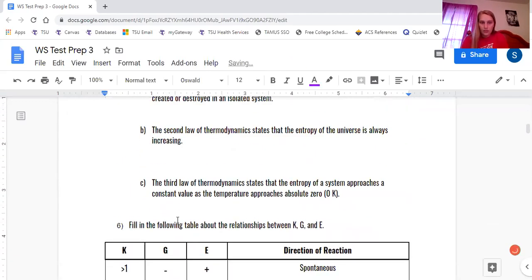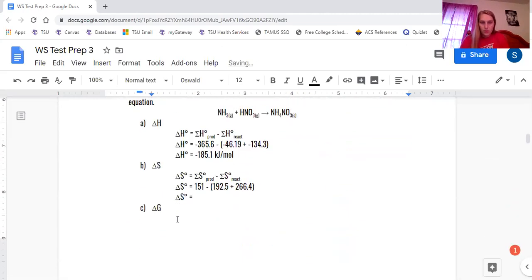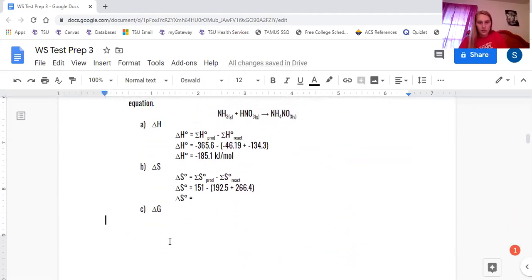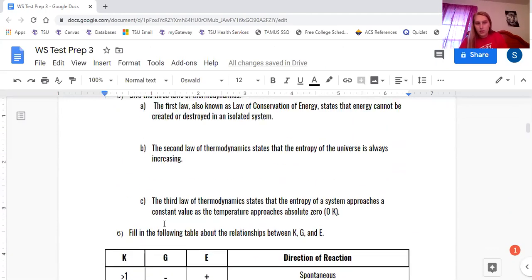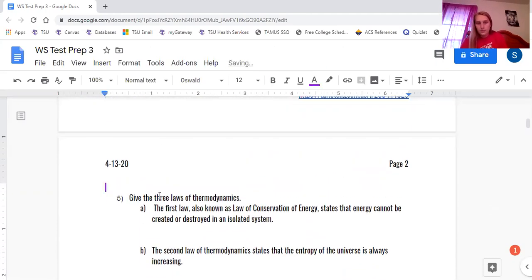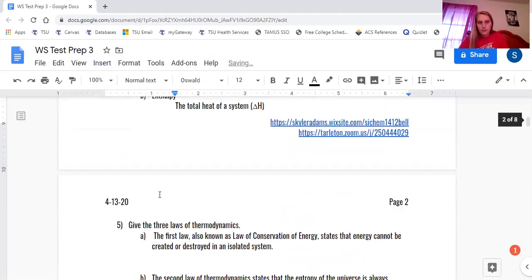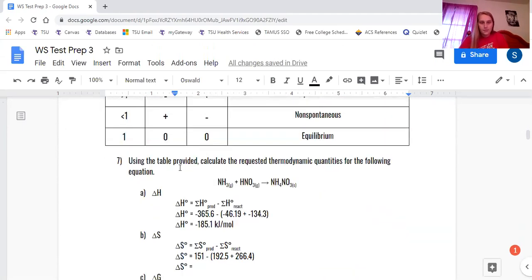I wonder if I can get that to come back up here. There it goes. Okay, now we have delta G up here with the rest of this. Only one line now. There we go. Okay.